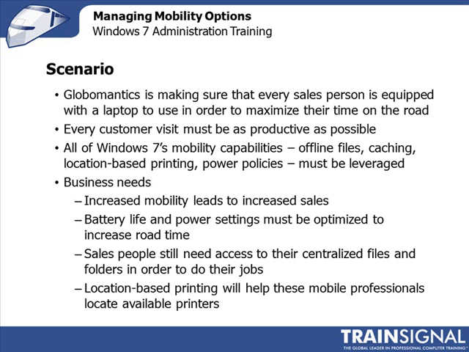All of Windows 7's mobility capabilities, including offline files, caching, location-based printing, and power policies, must be leveraged to maximum effect. Increased mobility leads to increased sales. The more time a salesperson can spend with a customer, the more money they're going to make for the company. Battery life and power settings must be optimized to increase the road time, the maximum amount of time that a salesperson can be on the road.